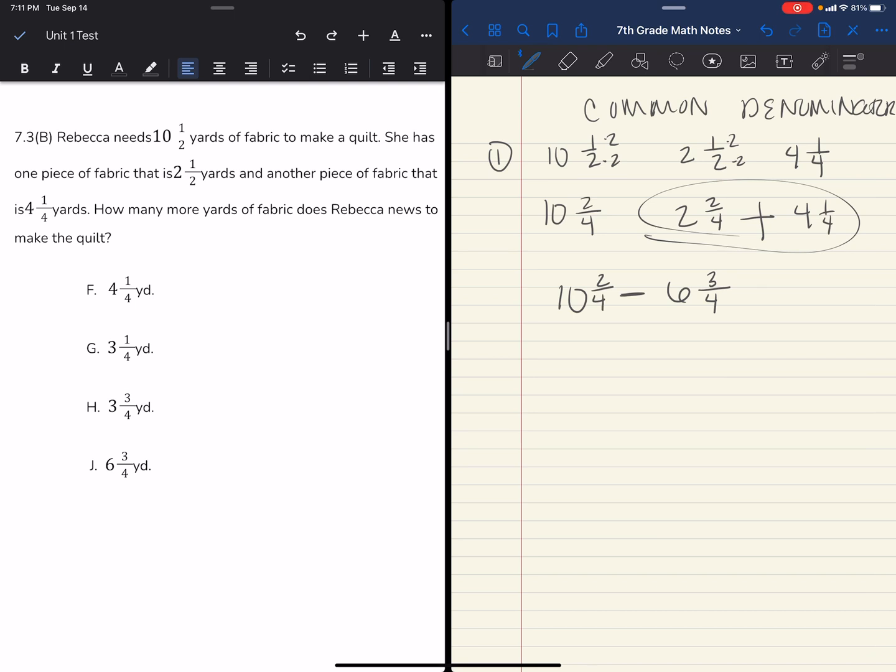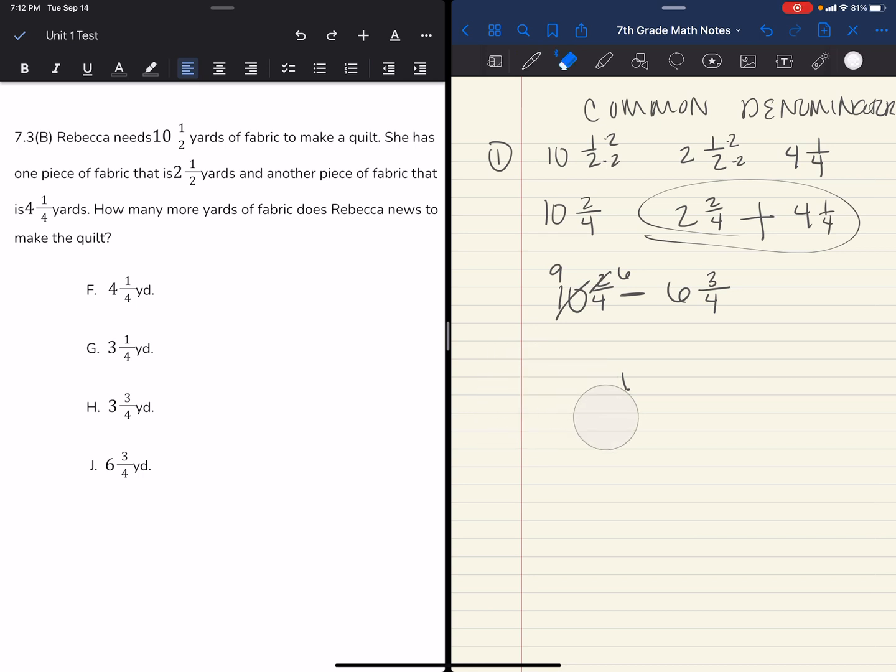I need to borrow from my whole. So he becomes 9 and he becomes 6. And if you're thinking, what? Let me show you. This is 10 2/4. He became 9. I'm adding a whole to my fraction so that way I can then subtract my numerators.